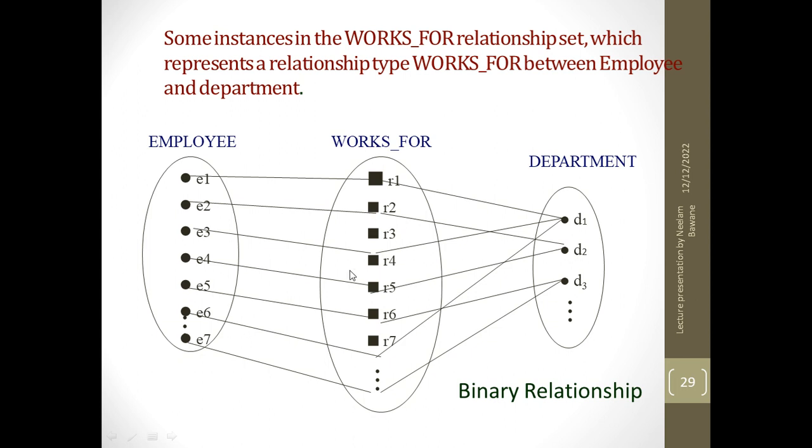relationship set in detail. See, this is a binary relationship because there are two entities that are involved. E1 works for D1. It is shown by the relation R1. E2 works for D2, shown using relation R2, and so on and so forth.